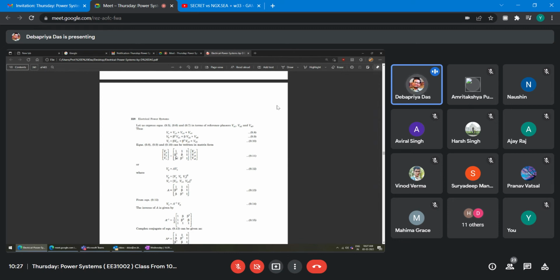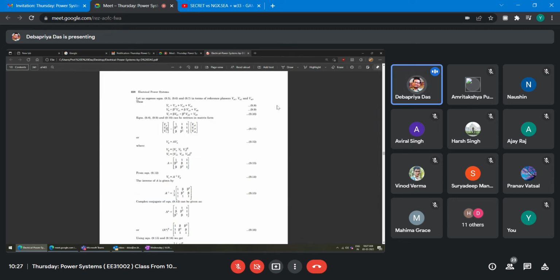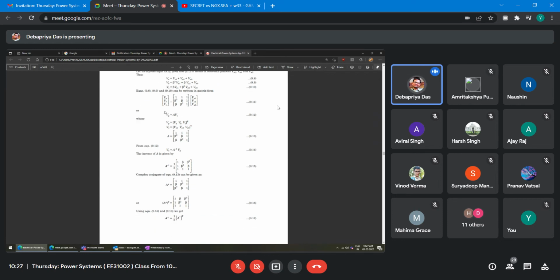Now, if you put them in matrix form, then it will be VA, VB, VC equal to the matrix with rows 1, beta square, beta; 1, beta, beta square; 1, 1, 1, times VA1, VA2, VA0, right? This is the phase voltage, so P stands for phase, and it is equal to A times VS, where S stands for symmetrical component. VP is VA, VB, VC transpose, VS is VA1, VA2, VA0 transpose, and this is your A matrix, right? Now VP is equal to A VS.